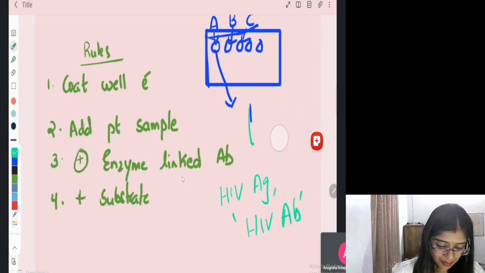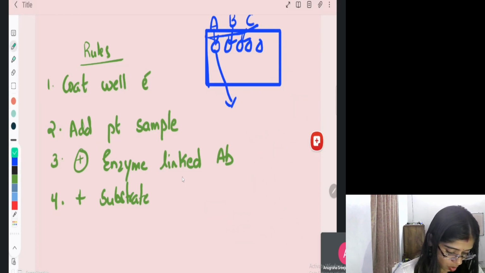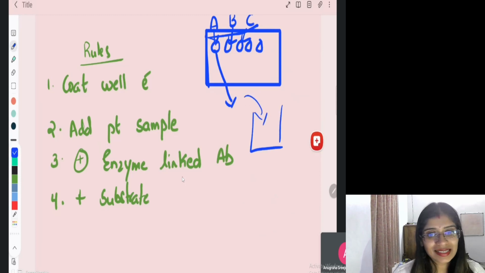Now the second step is onto the well. Onto the well, you add the patient's sample. The second step is, once you coat the well with antigen or antibody, you add the patient's sample. Understood? Okay. Third is what?